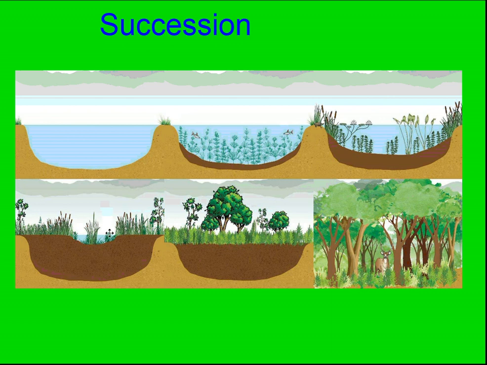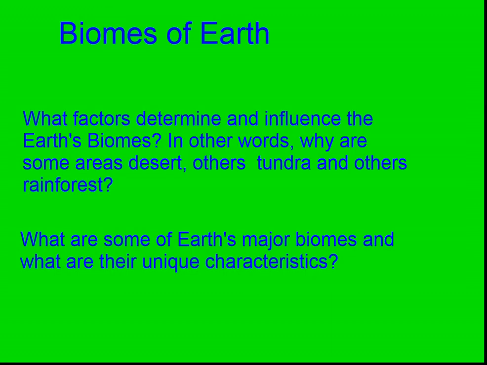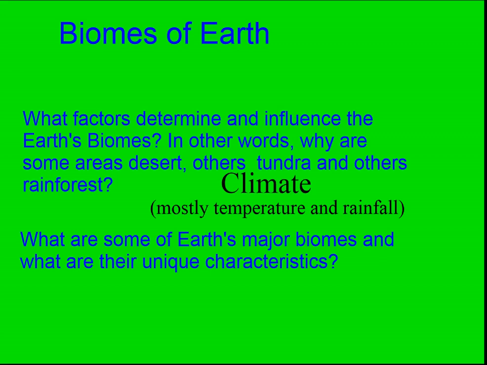Now let's talk about the biomes of Earth. What factors determine and influence Earth's biomes? In other words, why are some areas a desert and some areas are tundra or rainforest? It's all about climate. We studied all the different biomes of Earth with a map that looked like this.